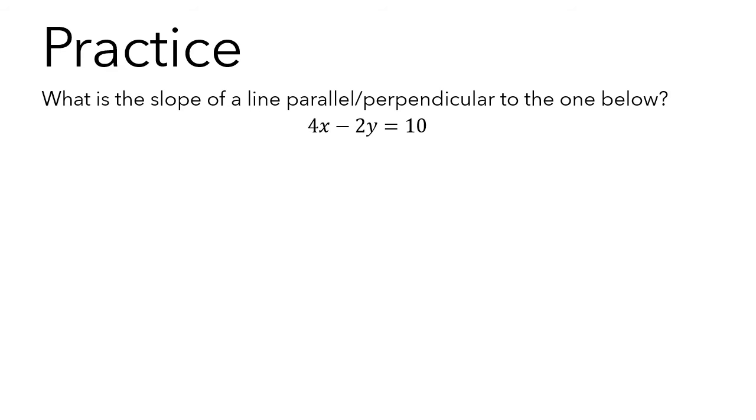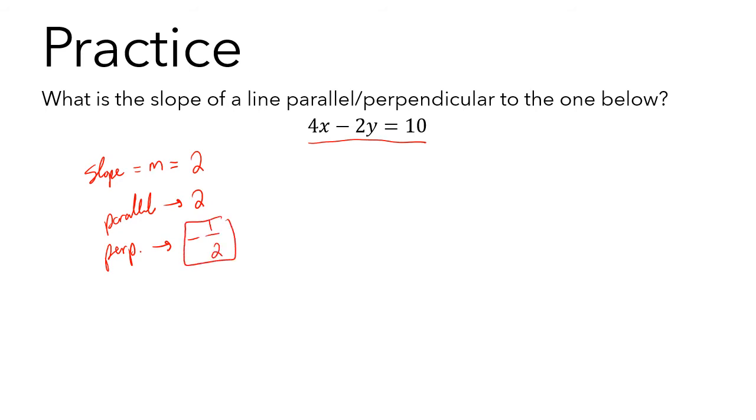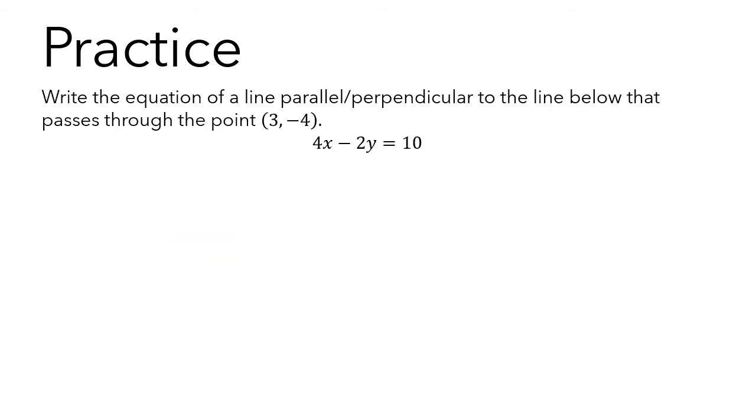Next piece, what is the slope of the line parallel or perpendicular to the one below? Now this is the same equation, so we know already that the slope, which is given by m, is 2. So the parallel slope is going to be the same, also 2. And the perpendicular slope is going to be the negative reciprocal. So in this case, negative 1/2. All right, let's go ahead and put it all together now.